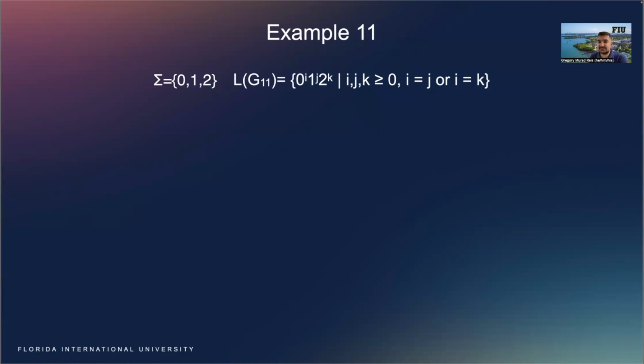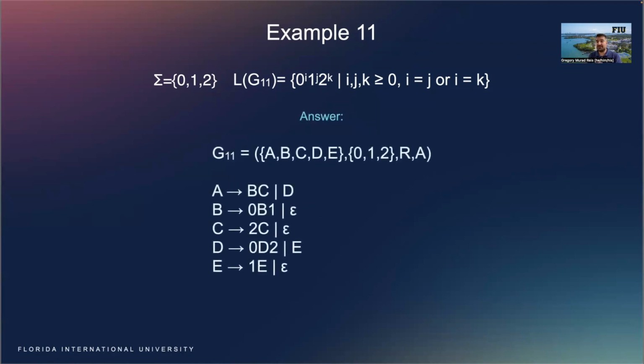So my answer will be A goes to B and C, which is that first subproblem, and B is 0, B, 1, or empty. C is 2, C or empty. I solved that I equals J problem. B and C are separated.